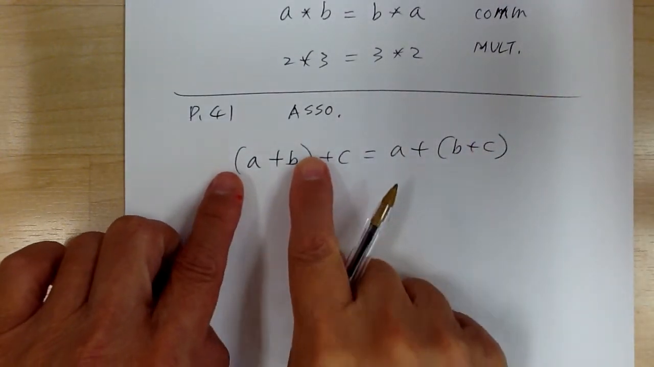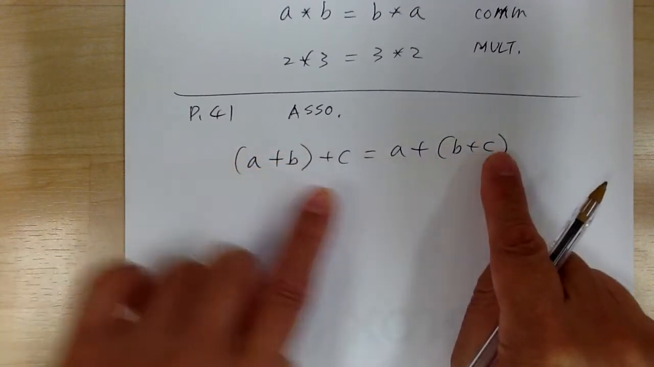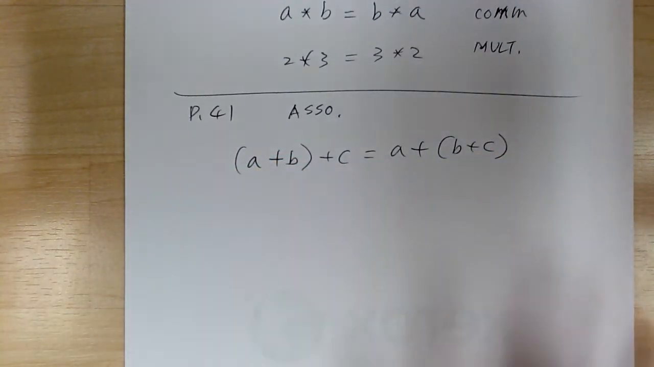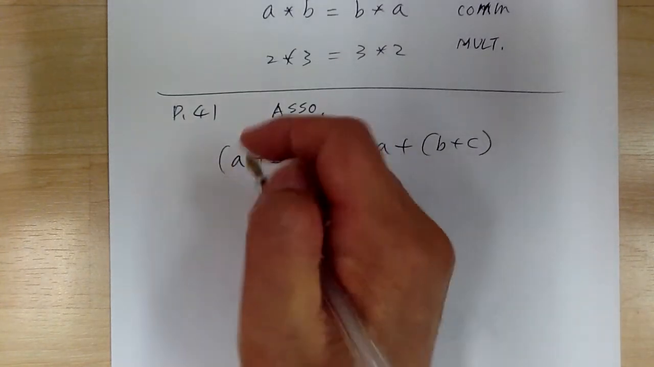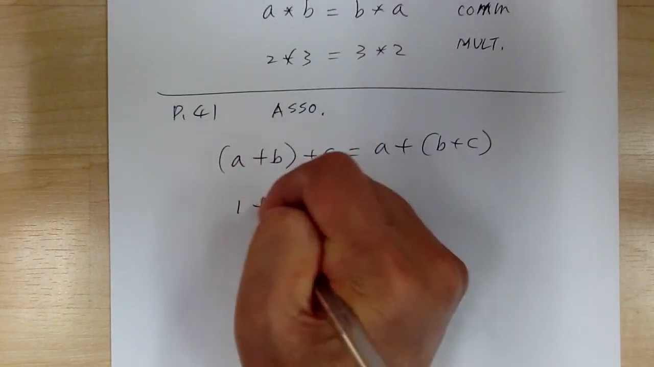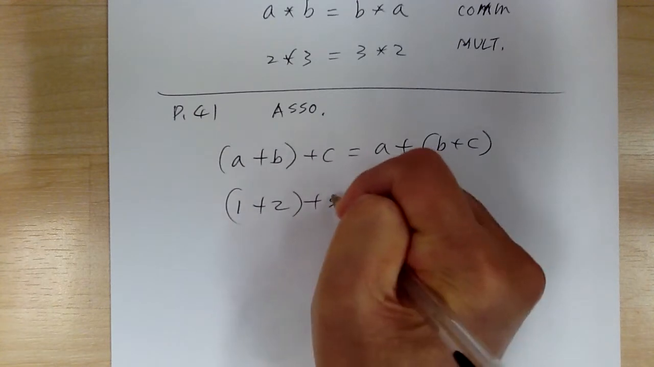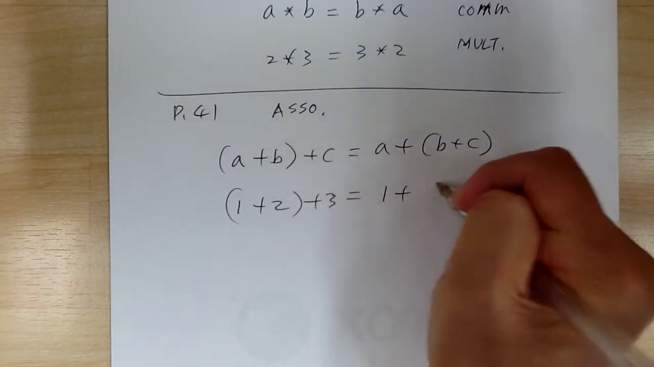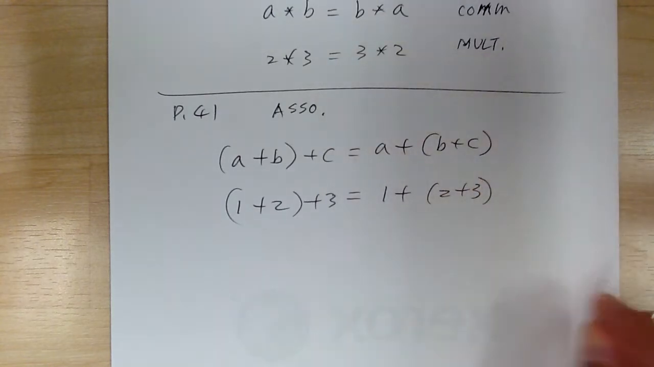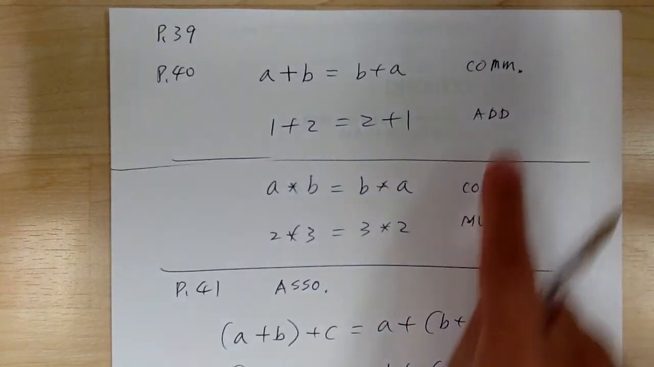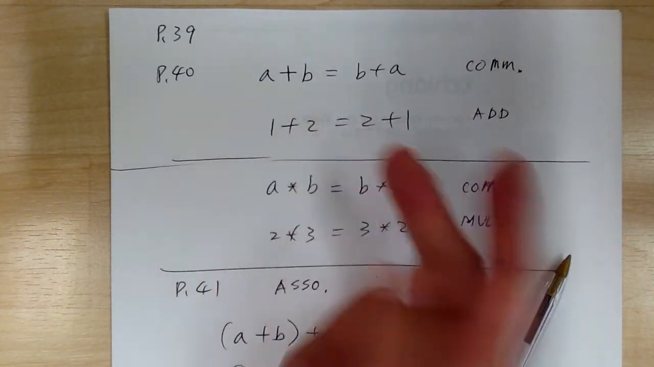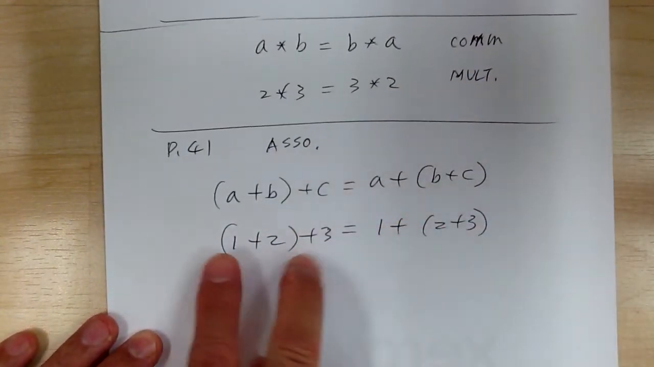Over here, you add these two first. But over here, you add the last two first. So with addition, you can change the order that you're going to add. For example, if you have 1 plus 2 plus 3, it doesn't matter which order you add. Notice with the commutative property, you change the position. With the associative property, you change the order.